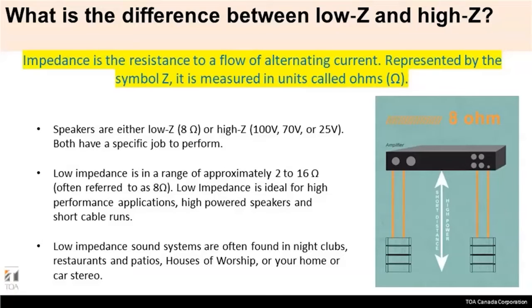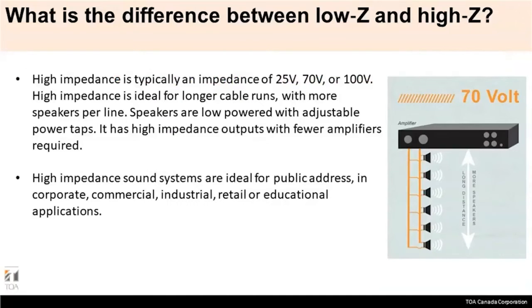Low impedance systems are often used for, I would say, pro sound applications, especially places like nightclubs, restaurants, patios, and houses of worship. Home theaters and car stereos also use 8 ohms most of the time. High impedance is usually used when there are multiple speakers. If it's a bigger infrastructure, you need a high impedance 70 volt system. Also, the speakers are not very high powered as compared to low impedance ones.